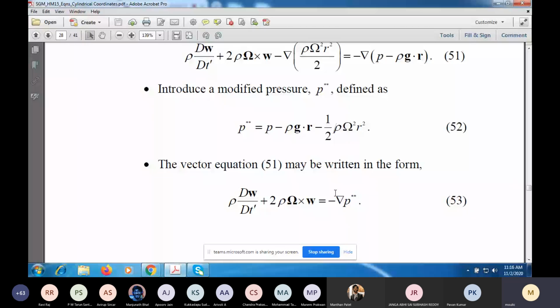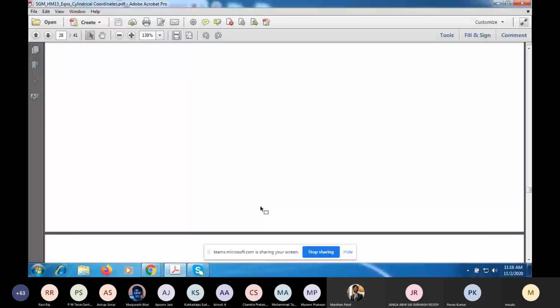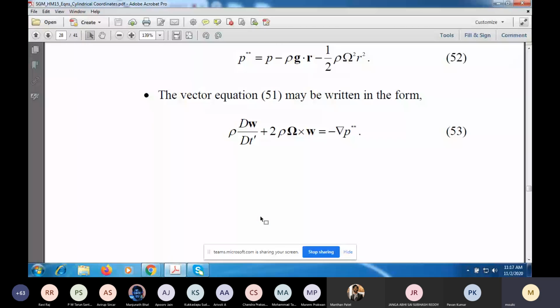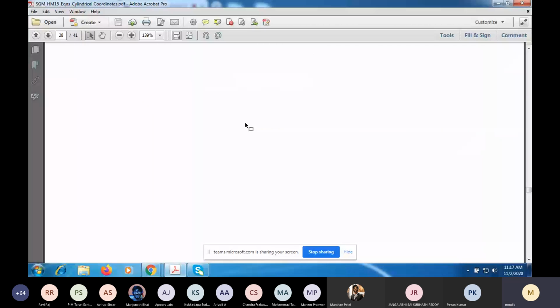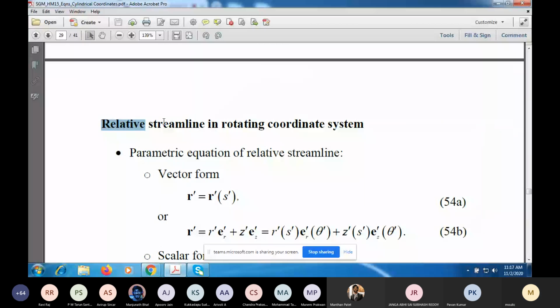Now one can derive a mechanical energy balance from this equation, which will be useful for this course. Okay. Now that will give you a form of Bernoulli's equation along a streamline, but this will be a streamline in the rotating coordinate system. So first of all, let us look at the equation of a relative streamline in the rotating coordinate system.